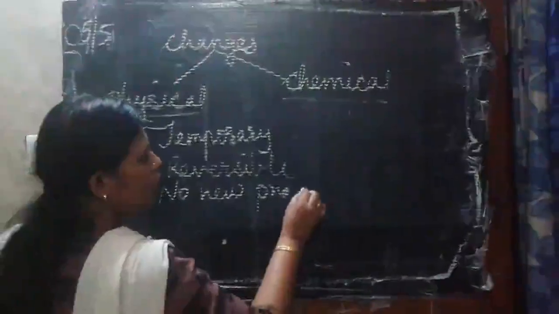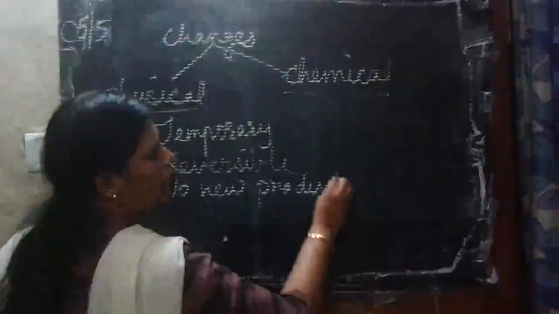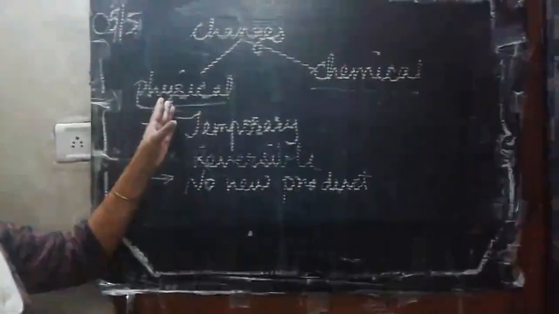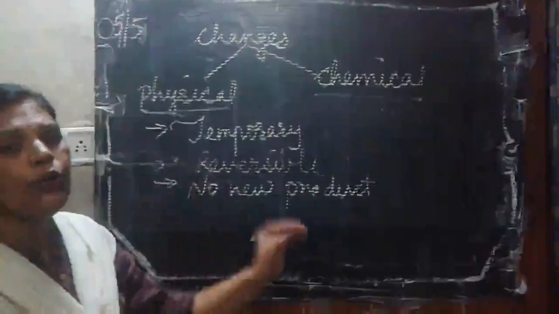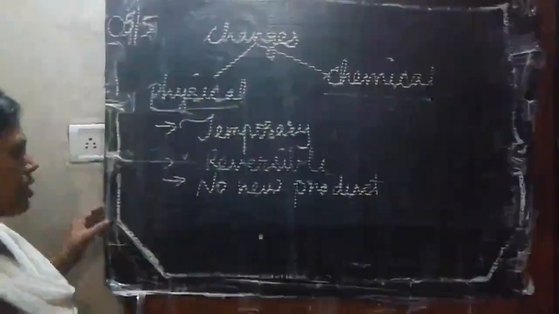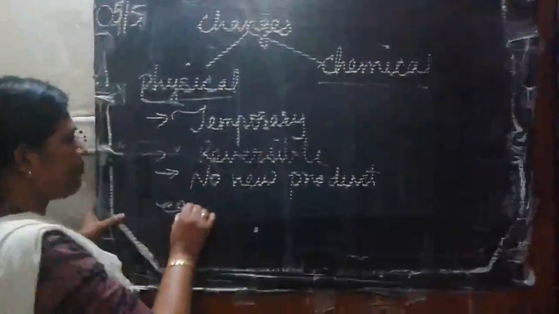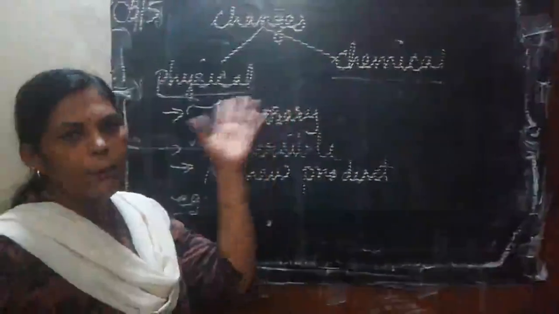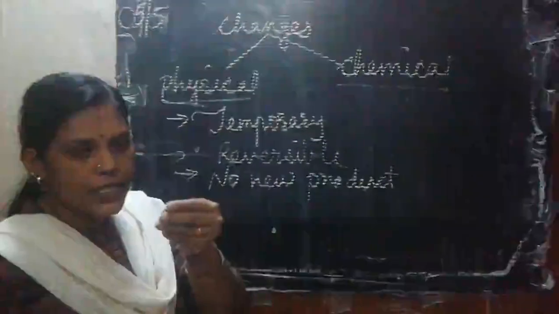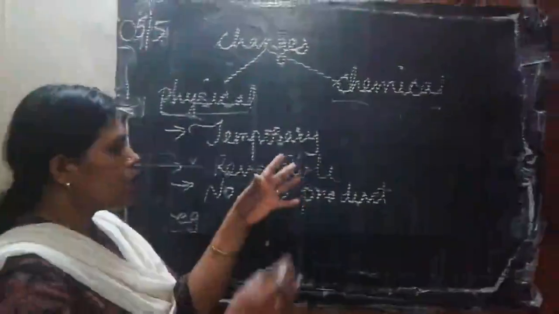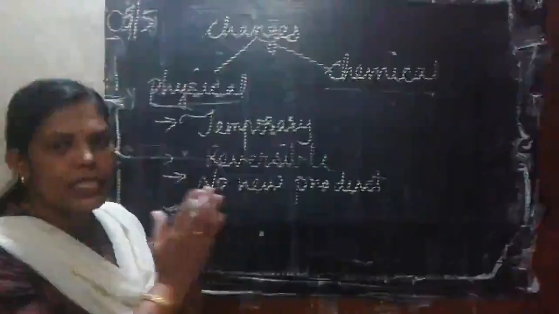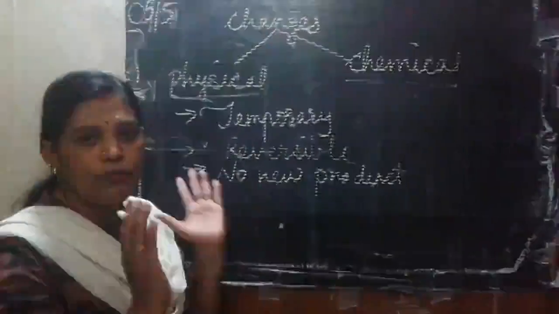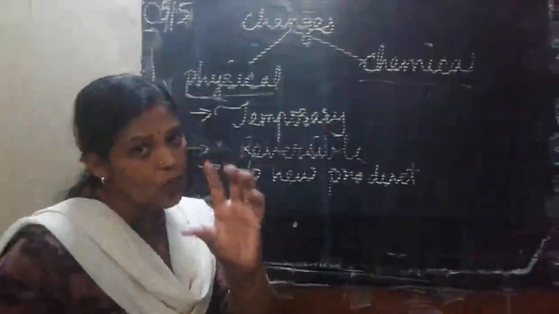Then the third one: no new product is formed. No new product is obtained after the change during a physical change. Clear, students? Some examples: the melting of ice, from the previous topic you learned, the change of states of matter. If the ice changes into liquid, that change is only a physical change of appearance. The ice can become solid again, right?